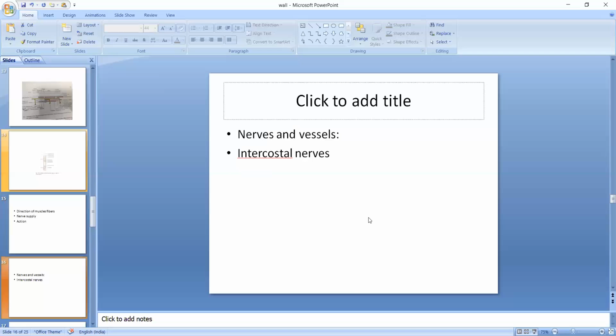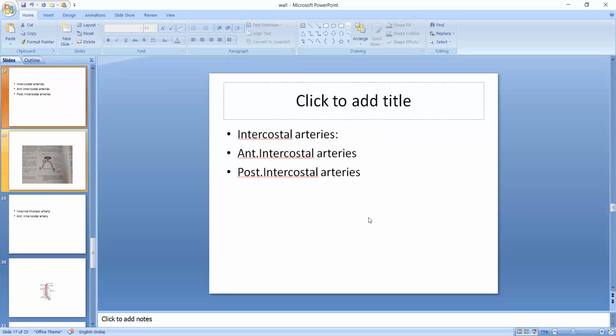Nerves and vessels. Intercostal nerves are the anterior primary rami of spinal nerves T1 to T11. The anterior primary ramus of the 12th thoracic nerve forms the subcostal nerve.